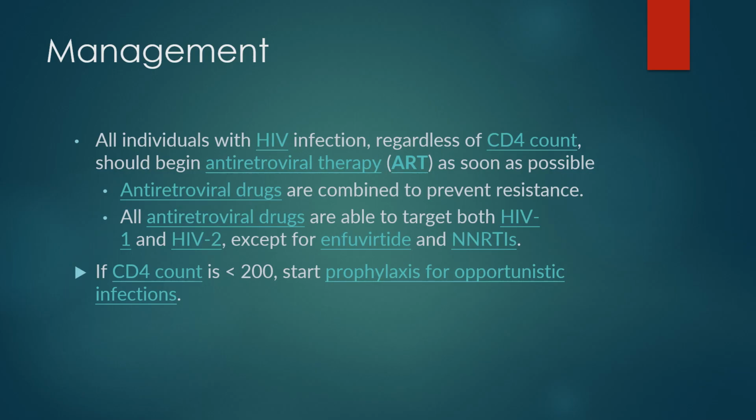So guys, how will you manage a patient with HIV? All individuals with HIV infection, regardless of the CD4 count, should begin antiretroviral therapy as soon as possible. The antiretroviral drugs are combined to prevent resistance. All antiretroviral drugs are able to target both HIV1 and HIV2, except for the non-nucleoside reverse transcriptase inhibitors. If the CD4 count is less than 200, start prophylaxis for opportunistic infections.